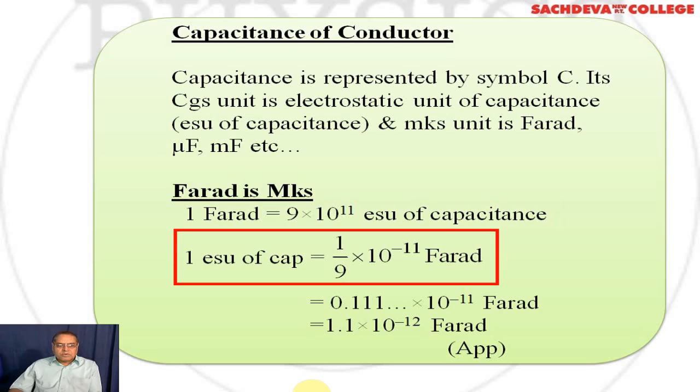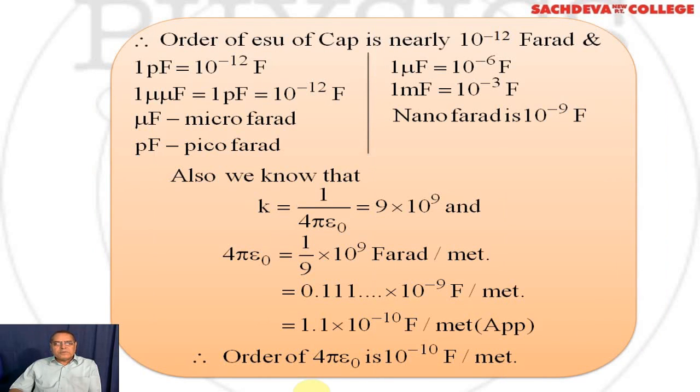1 electrostatic unit of capacitance can be calculated. It is found to be nearly 1.1 into 10 to the power minus 12 farads. The order of the electrostatic unit of capacitance is nearly 10 to the power minus 12 farads. The smaller multiples of the farad will be picofarad, and 1 microfarad is 10 to the power minus 6 farads. 1 millifarad is 10 to the power minus 3 farads. Still a smaller unit, that is nanofarad, is 10 to the power minus 9 farads.